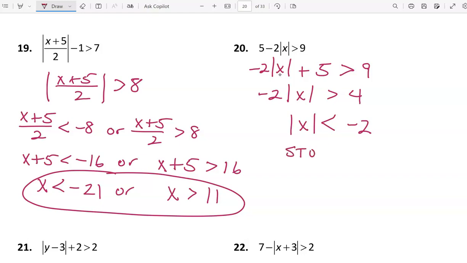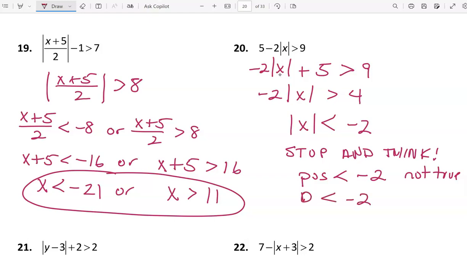That's a stop and think. And we need to consider that an absolute value can give you a positive number. Can a positive number be less than -2? Not true. Can 0 be less than -2? Also not true. So this is never true, which means there is no solution to this inequality.